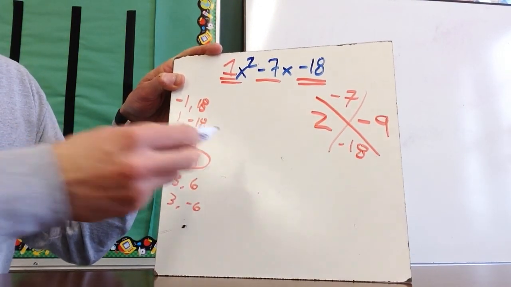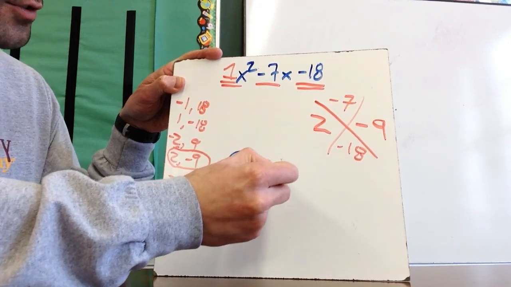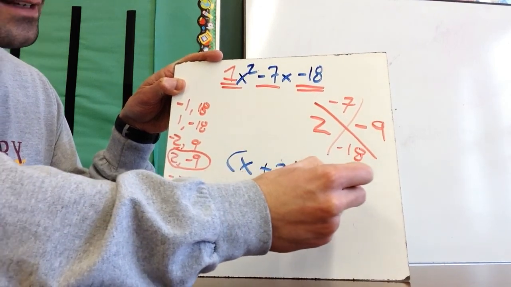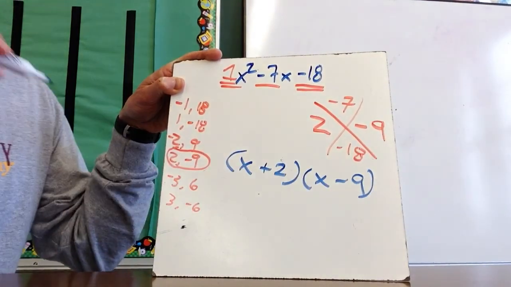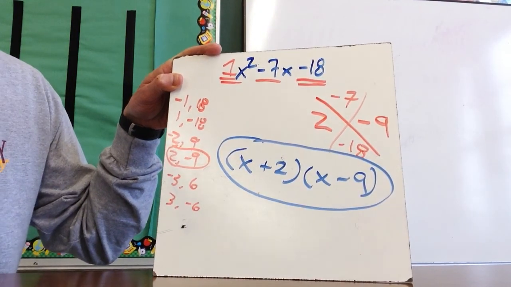So I'm now going to take the 2 and the negative 9. This becomes x, and because that's a positive 2, it's plus 2. And because that's a negative 9, it's minus 9. x plus 2 times x minus 9.